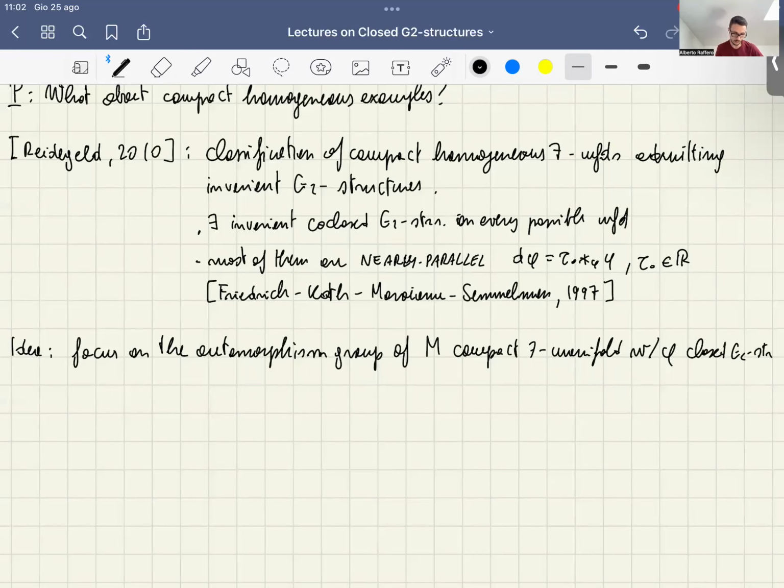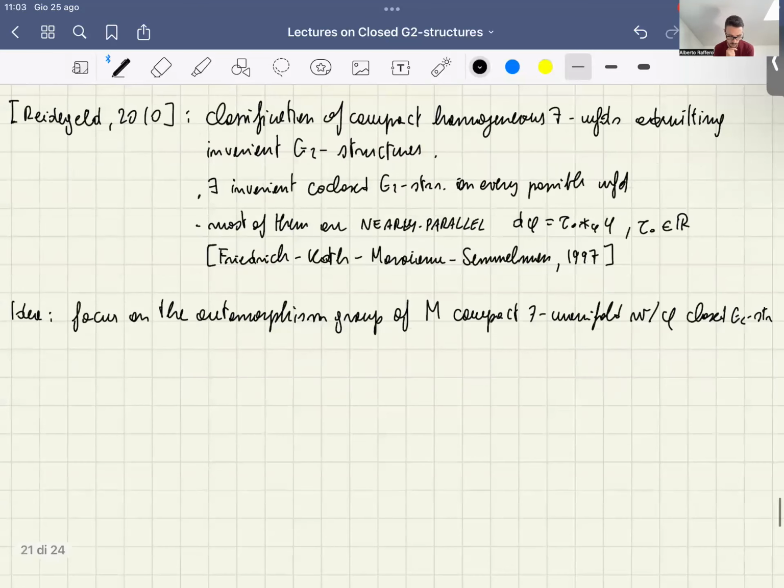This is in order to understand whether there might exist compact homogeneous examples admitting invariant closed G2 structures, and more generally, which type of compact examples of manifolds admitting closed G2 structures that have a large symmetry group may occur. This is what I did together with Fabio Podestà, and I'm going to talk about this result in this last part of the lecture. So what is the idea?